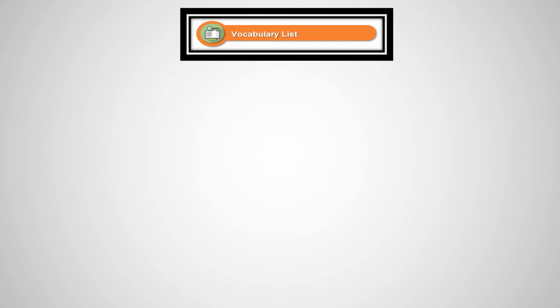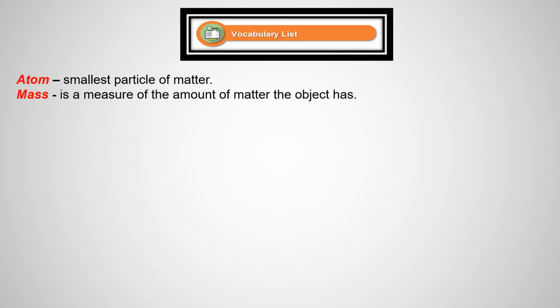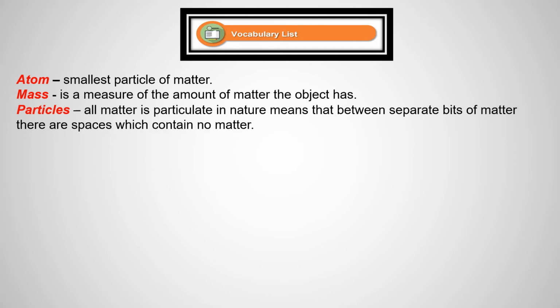But before we start, let us first define the terms used in this lesson. Atom is the smallest particle of matter. Mass is a measure of the amount of matter the object has. Particles: all matter is particulate in nature, which means that between separate bits of matter there are spaces which contain no matter.